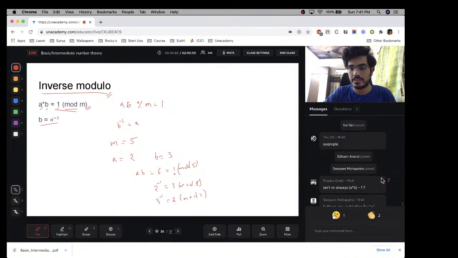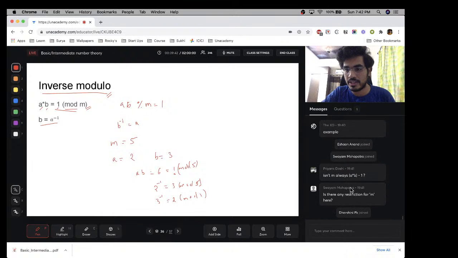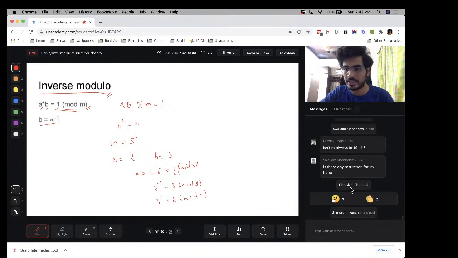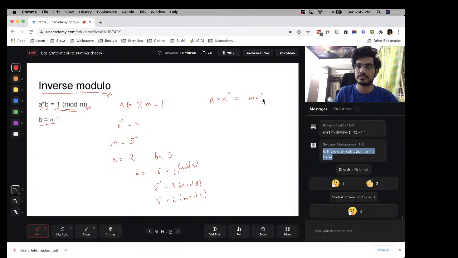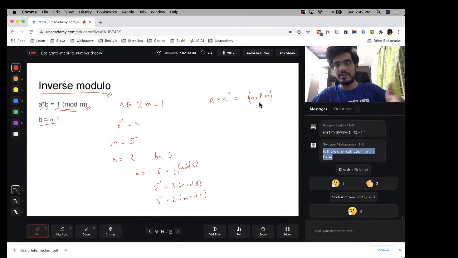Isn't m always a into b? I did not understand your question, Priyank. Is there any restriction for m here? We'll find out what the criteria are, like when there exists an inverse a into a inverse equal to 1 mod m. We'll try to find the criteria soon.